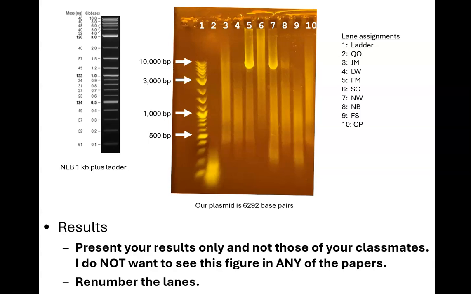When you present your data, you present only your data. So I told you before, I don't want to see this picture or anything like this in any of the papers. The other thing you do is you're going to renumber the lanes. So lane 1 is the standards, and then whatever lane you happen to begin in becomes lane number 2, whether it was lane number 2 here or not. It doesn't make sense to do it any other way. Label some of the bands on the ladder, which I've done here. Which I haven't done here, which you should do, is our plasma is 6292. So you should have another arrow right here that points to 6292.